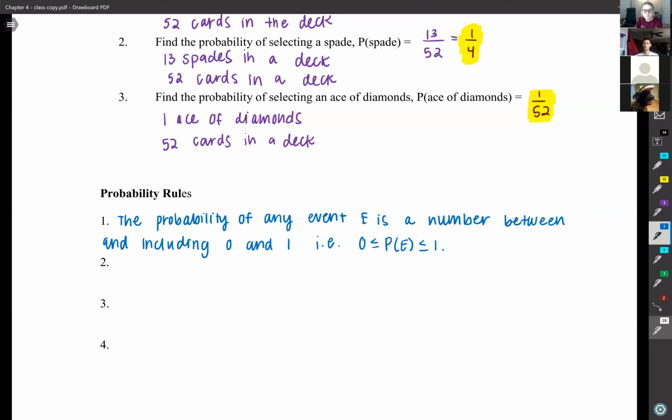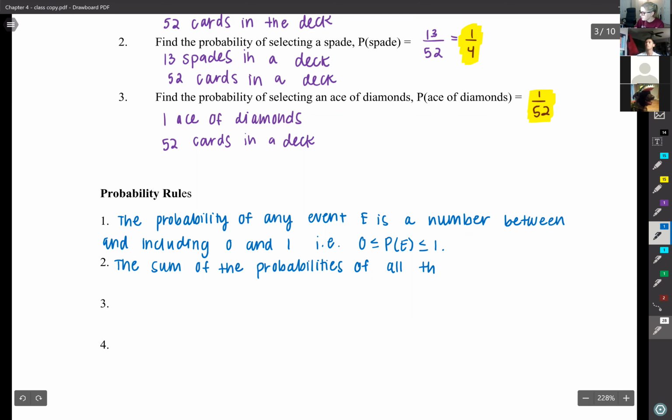All right, our next rule is that the sum of the probabilities of all the outcomes in a sample space is always 1. So the sum of the probabilities of all the outcomes in a sample space is 1.